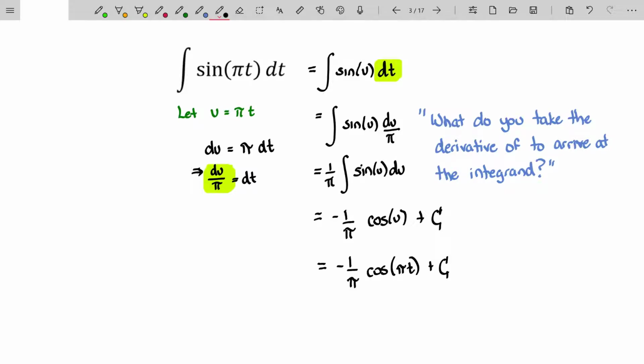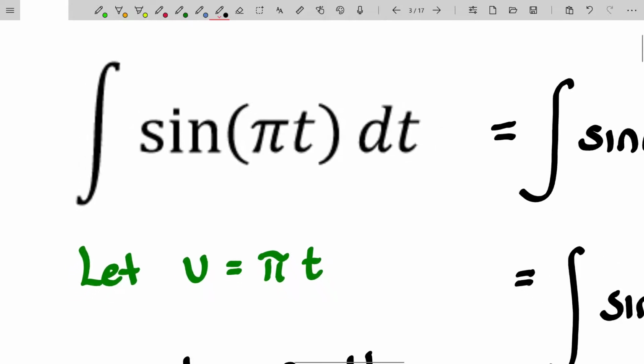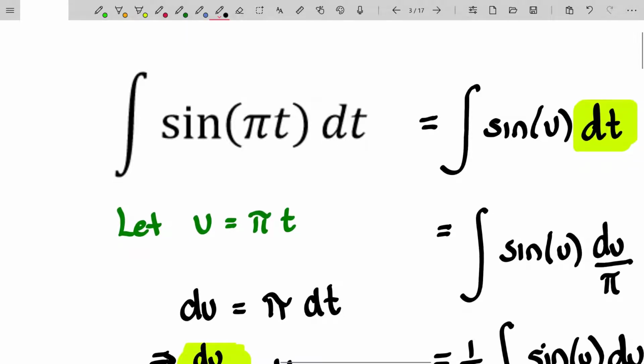It was a very simple, kind of obvious substitution because we didn't want to integrate sine of pi t. We just want to integrate sine of something, a single variable. So we let u equal that pi t. Sometimes it will be that obvious. Hey, that looks overly complicated. Simplify it by calling pi t a single variable. That's perfectly fine. Sometimes it won't be so obvious.